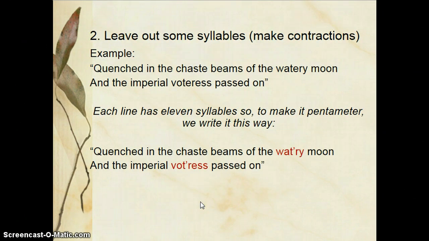The next thing you do is you drop some syllables. You just make your own contractions. So here we have one. Quenched in the chaste beams of the watery moon, and the imperial votaress passed on. All right, so we got 11 syllables in that line. That's not going to work. So now: quenched in the chaste beams of the watery moon, and the imperial votress passed on. We just knocked 2 syllables out just by inventing our own contractions. Pretty clever.